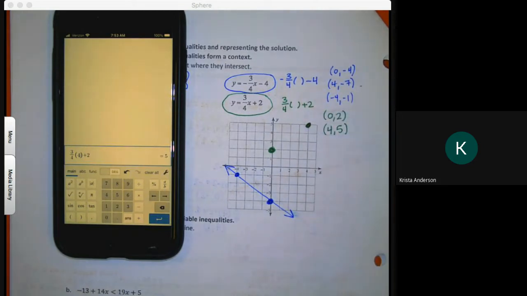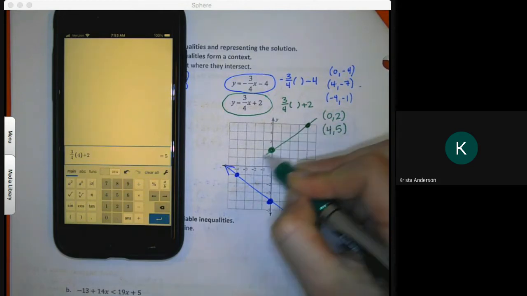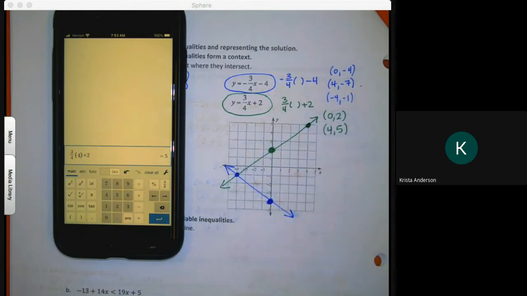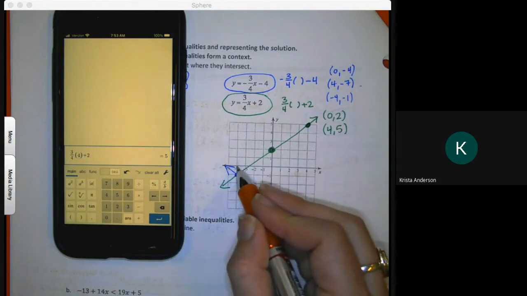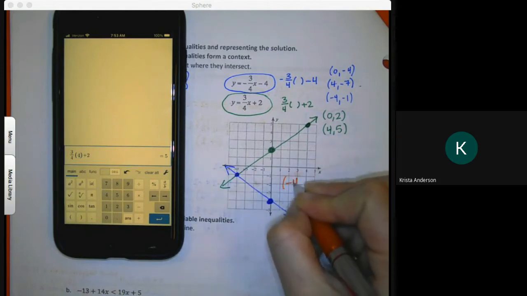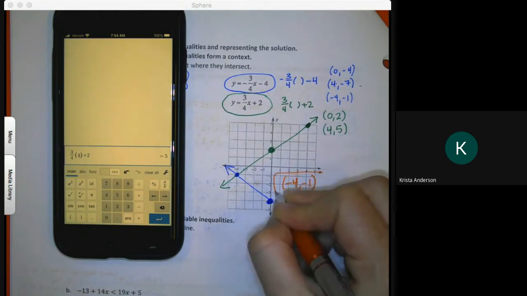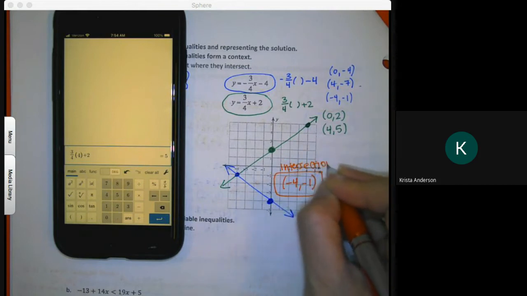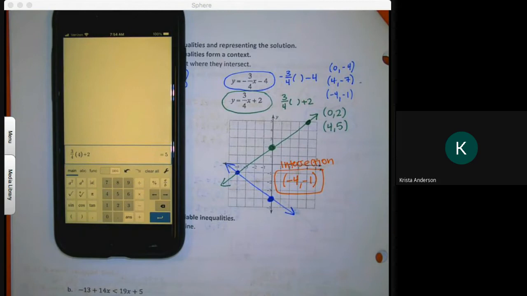What do you think is going to happen when I graph my line? You see how it's going to hit? It lines up. It lines up with the point -4, down 1. Questions on graphing?